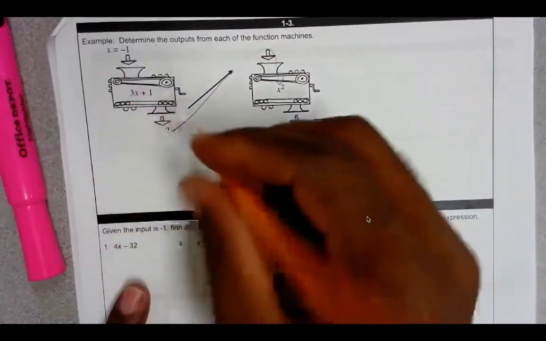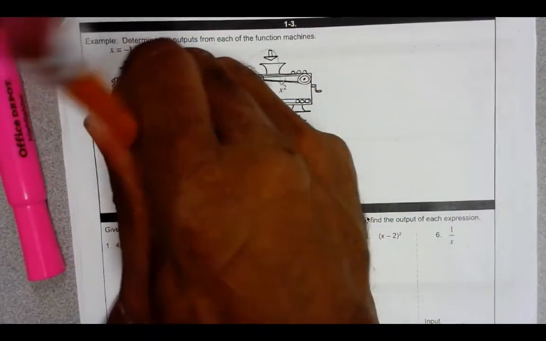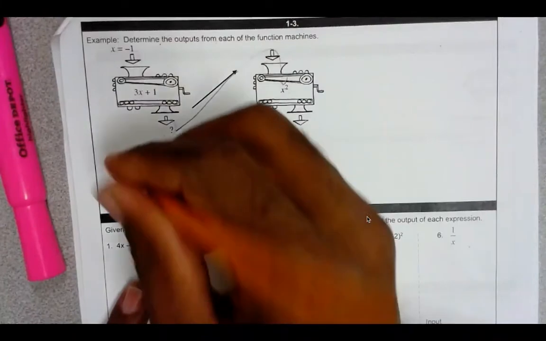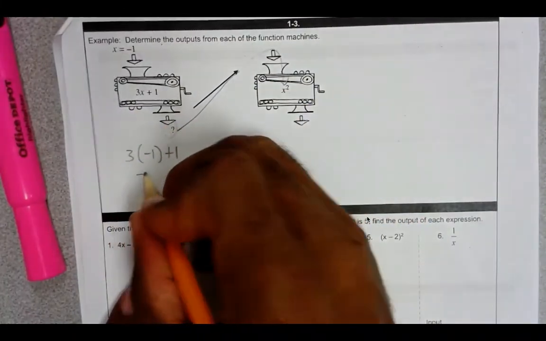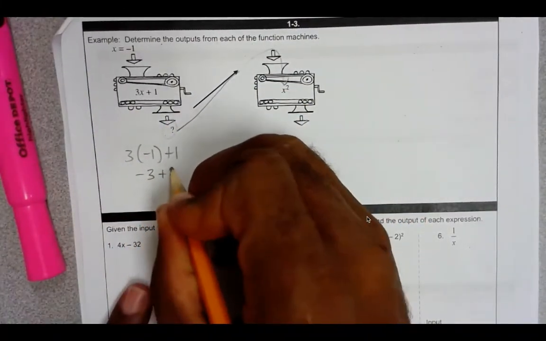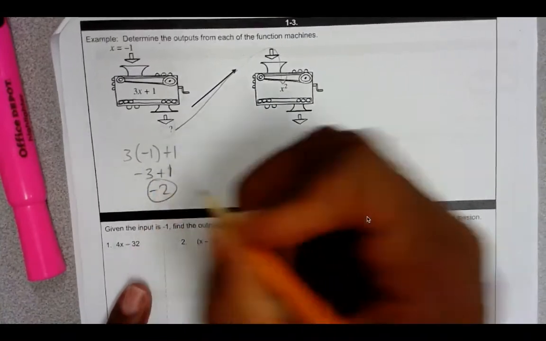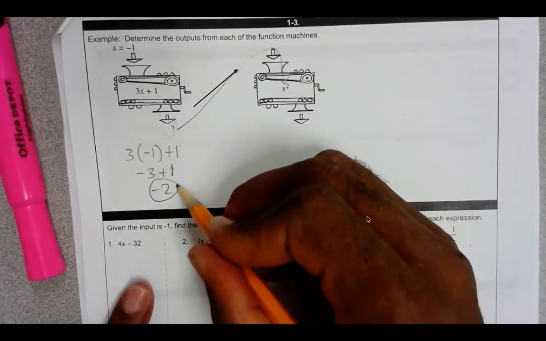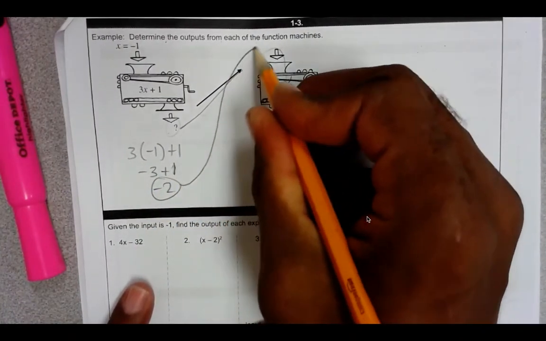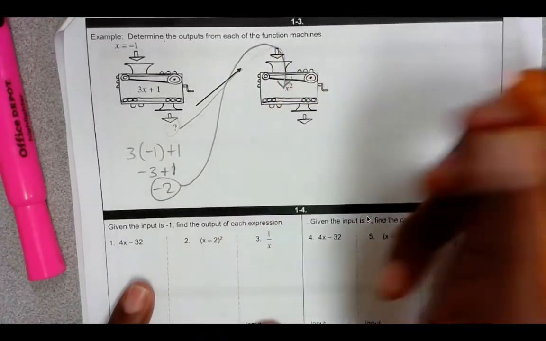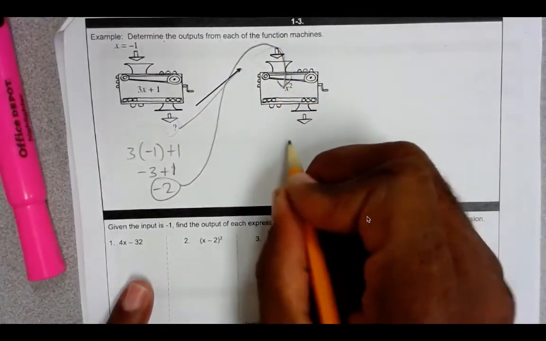First let's do this one. So 3 times negative 1 plus 1. 3 times negative 1 is negative 3. Plus 1 is going to be negative 2. Now that negative 2 becomes the input for the next machine. So I take that negative 2 and plug it in.